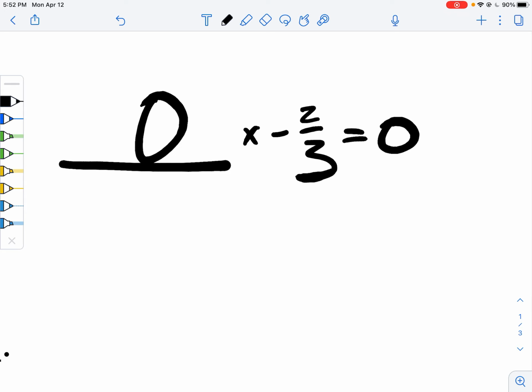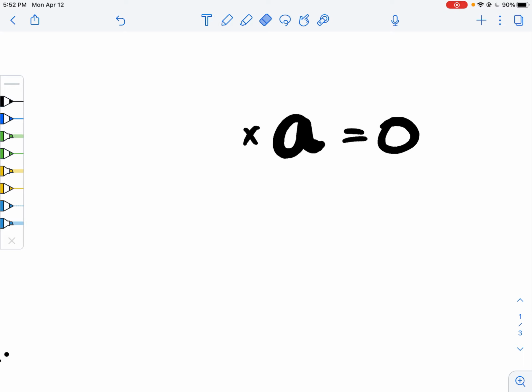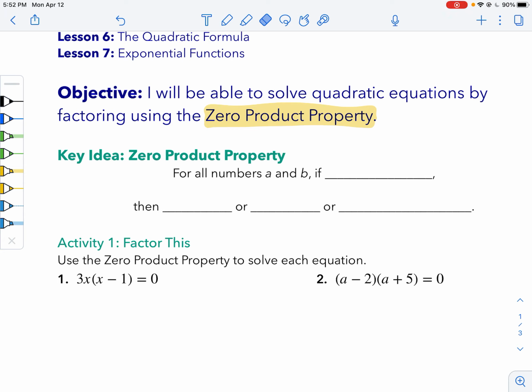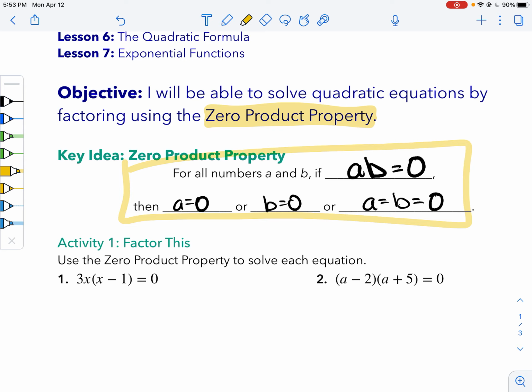It's still 0. Because guess what, guys? No matter what, this could be literally any number. Any number times something equals 0, it has to be 0. One of those numbers has to be 0. And that's what the zero product property says. It says, for all numbers a and b, if you have a times b equal to 0, then either a equals 0 or b equals 0, or both. It could be that a and b are both equal to 0, and that's fine as well. This is your key idea. Know it, love it. We're going to use it today.